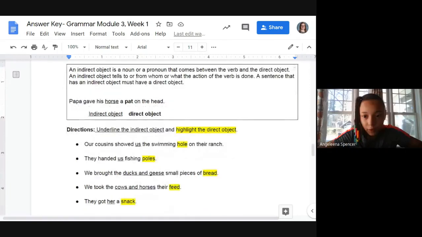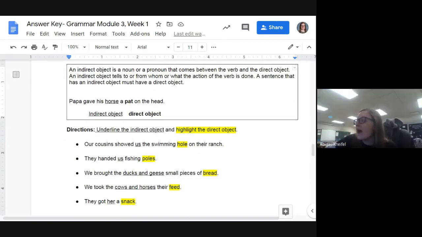So, in these 5, we're going to underline the indirect object and highlight the direct object. If I was doing this, I find the verb, I find the direct object, and then I find the indirect object. So, our cousin showed us the swimming hole on the ranch. What was shown? The hole. And who was it shown to? Us. So the indirect object was us. The direct object was hole.